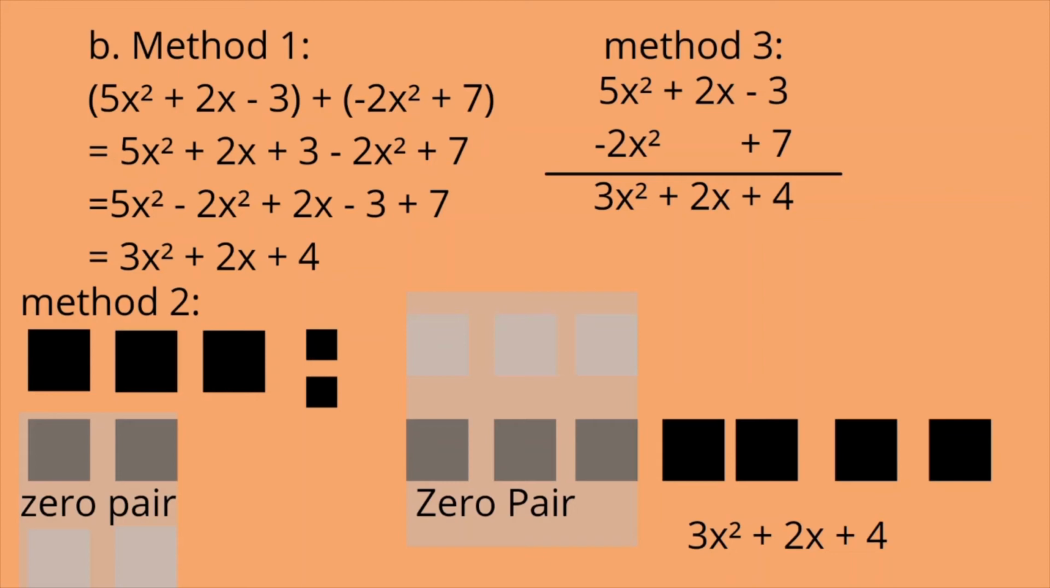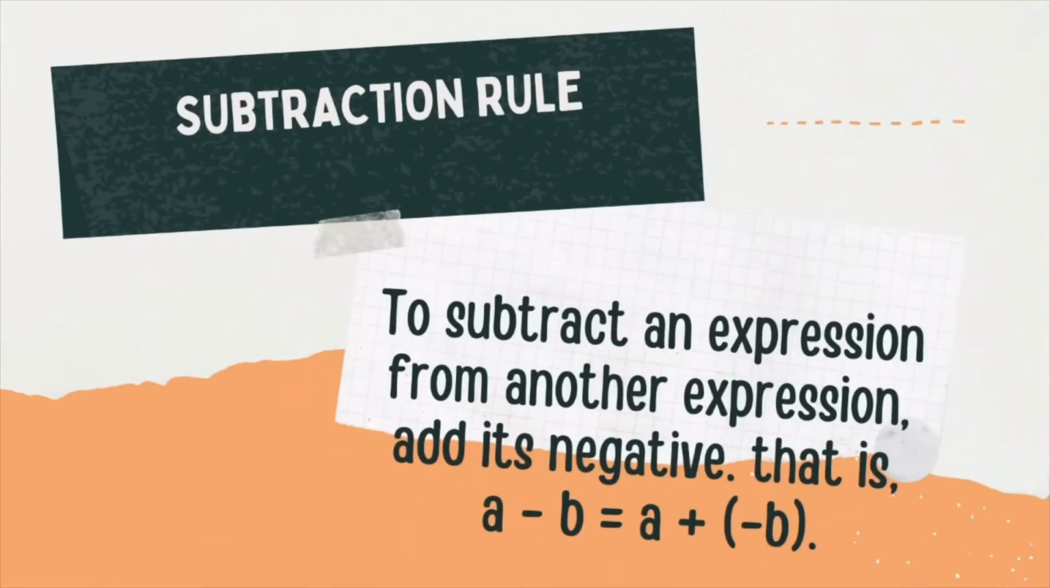For the third method, we are going to perform the addition of polynomials vertically by aligning like terms. So we have 5x squared plus 2x minus 3. We align the like terms, so we add negative 2x squared to 5x squared and 7 to negative 3. So we have the sum of 3x squared plus 2x plus 4. So we are done with adding polynomials. We are going to proceed to subtracting polynomials.